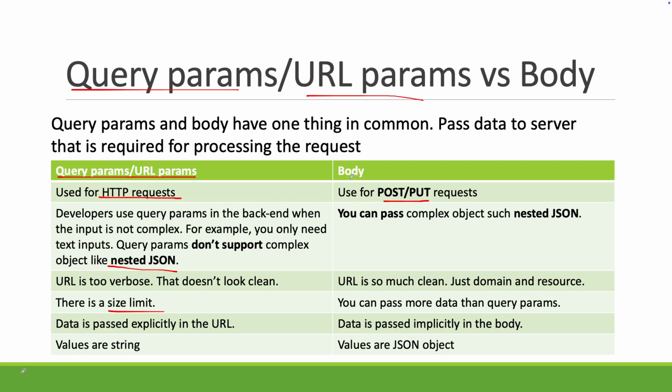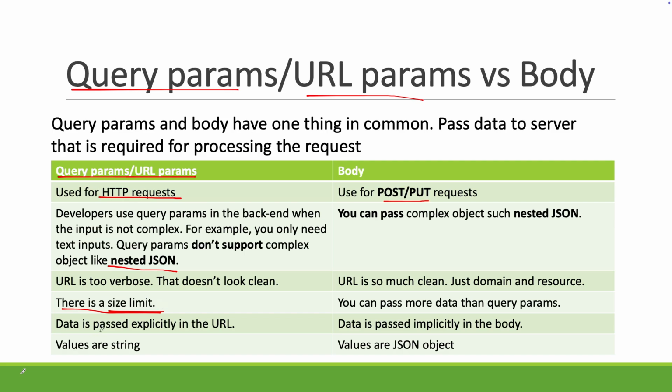With the body, we can pass complex objects like nested JSON, which may also contain arrays or objects. The URL doesn't look clean if we use query parameters or URL parameters. But the body is much cleaner, because all the information we send from client to server side is part of the request body. The URL has a size limit because the length of a URL is limited, but the body is not part of the URL, so it doesn't have a size limit.